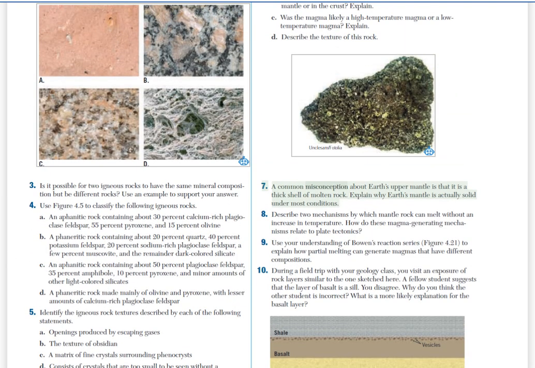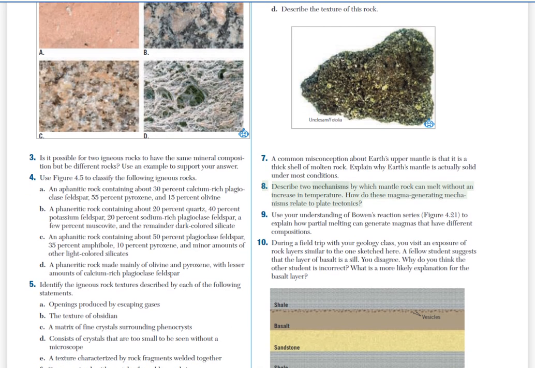7. A common misconception about Earth's upper mantle is that it is a thick shell of molten rock. Explain why Earth's mantle is actually solid under most conditions. 8. Describe two mechanisms by which mantle rock can melt without an increase in temperature. How do these magma-generating mechanisms relate to plate tectonics?